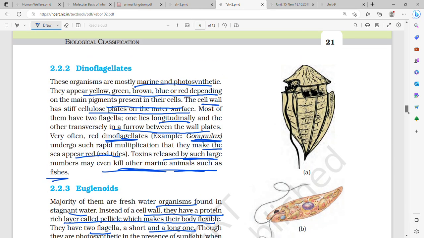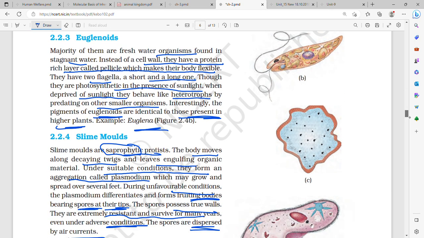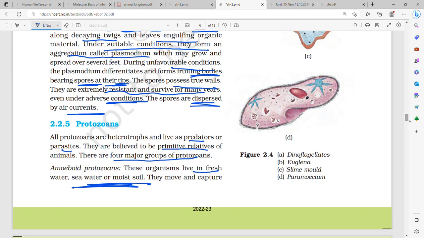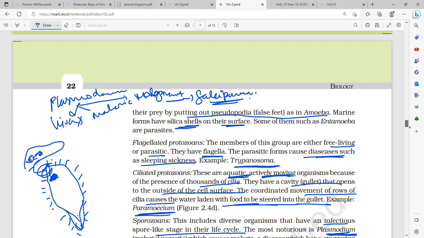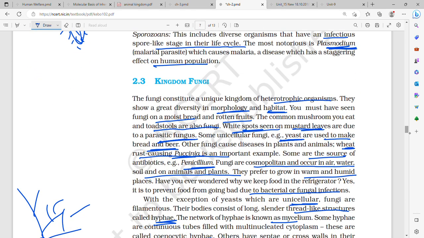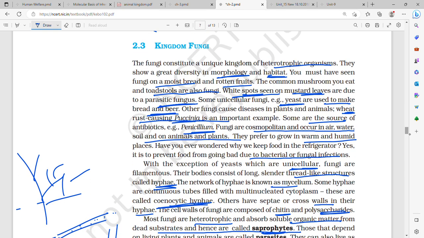Then dinoflagellates, for example Gonyaulax, which causes red tide, the red sea. Then euglenoids, for example Euglena. It has a proteinaceous layer called pellicle instead of a cell wall, which makes it flexible. Then slime mold. Then protozoans: amoeboid protozoan Entamoeba histolytica, causing amoebiasis; flagellate protozoan Trypanosoma causing sleeping sickness; ciliated protozoan Paramecium; and sporozoan Plasmodium, which causes malaria. Malignant malaria is Plasmodium falciparum.